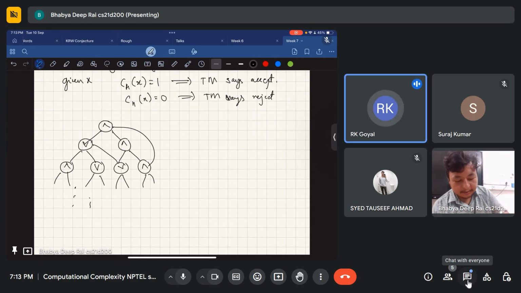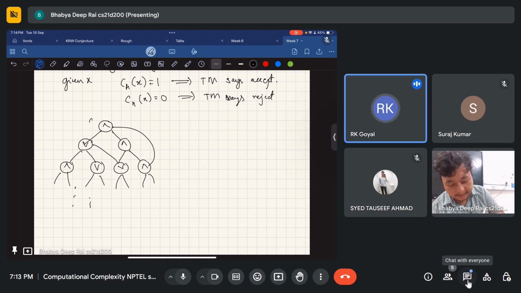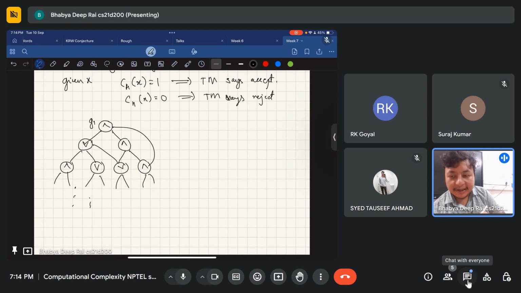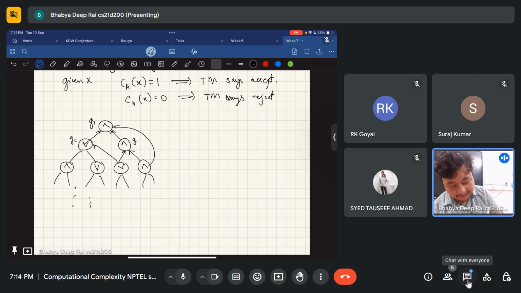Yes, but then a circuit used to be a DAG. That's correct. No problem. But this is not a DAG. How is this not a DAG? Because all the arrows by default are pointing upwards. Right. So it does not have a cycle. Oh yes, yes. Okay. So let's say this is G1, G2, G3, and so on, and G4, G5.